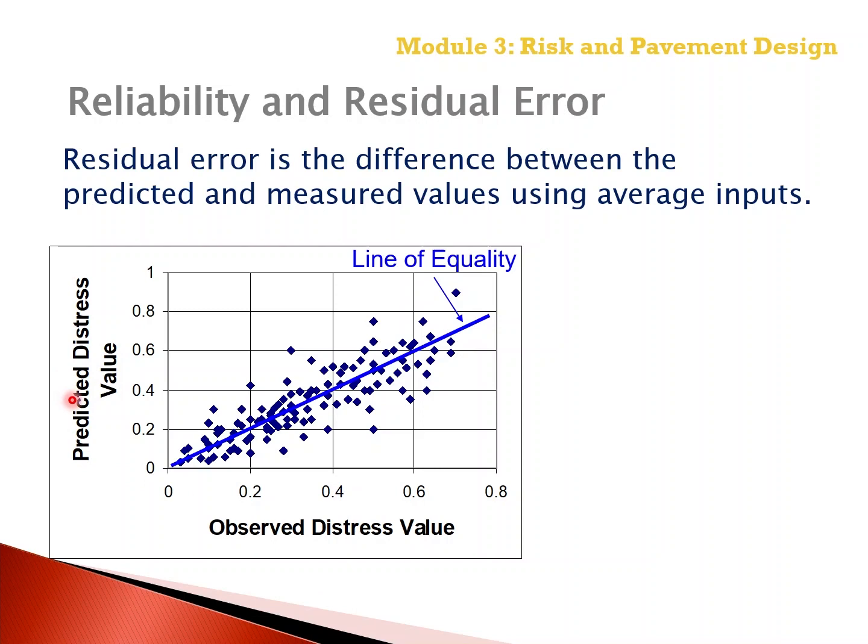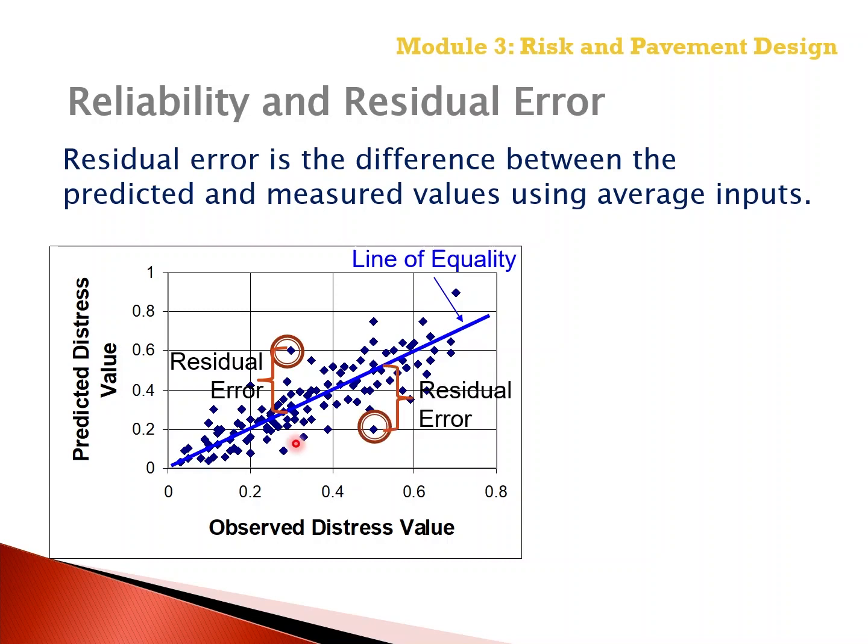value. So as we defined earlier in this module, the residual error is simply the difference between the predicted and measured value. So the difference between what we're predicting, the predicted value, and the value that we measured. So that's the residual error, simply the predicted value minus the measured value.